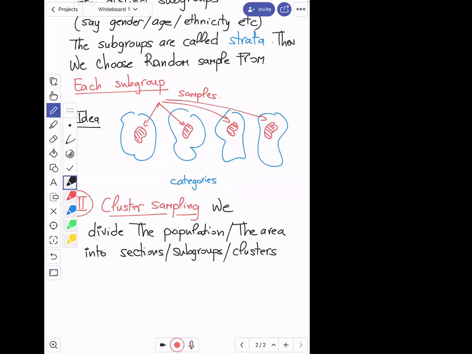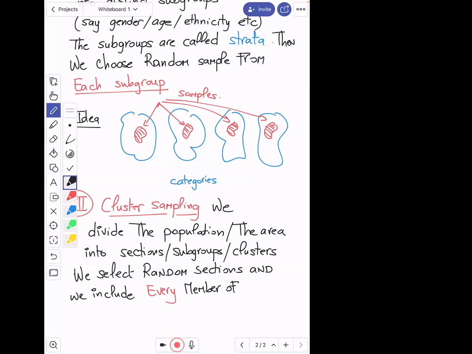So this is very similar to the stratified sampling, right? But then what we're going to do is select random sections, or clusters, and we include every member of each selected section in the sample. So this, I guess, is the keyword here: every member of each selected section in the sample.